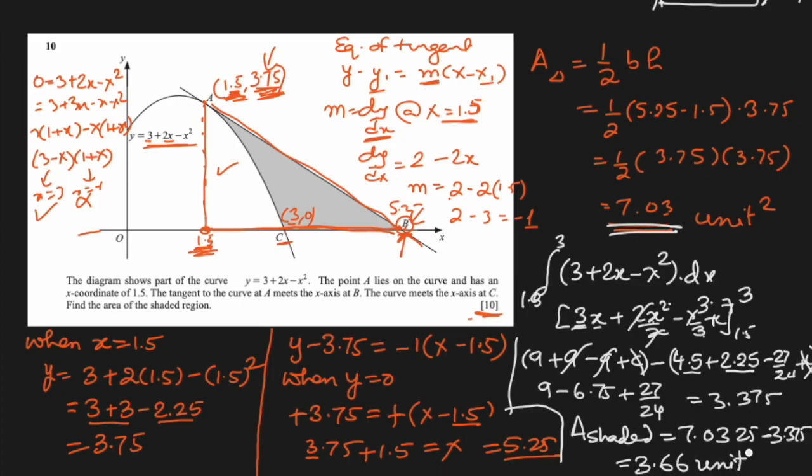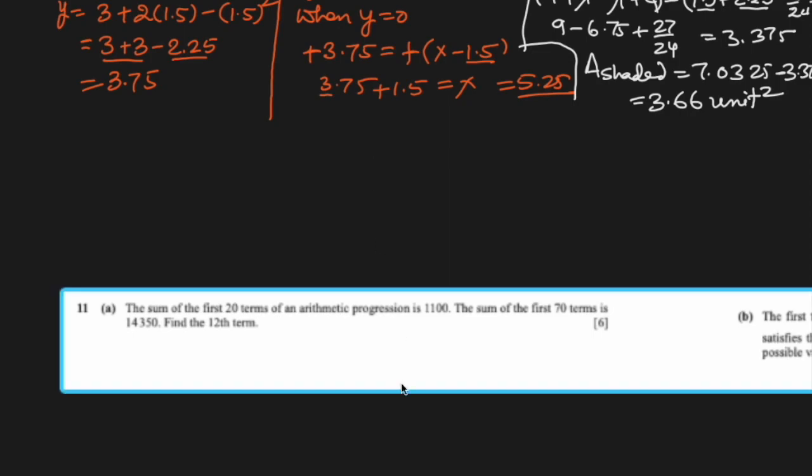units square. This is the area of the shaded part finally. Let's go on to the next one, which is this.